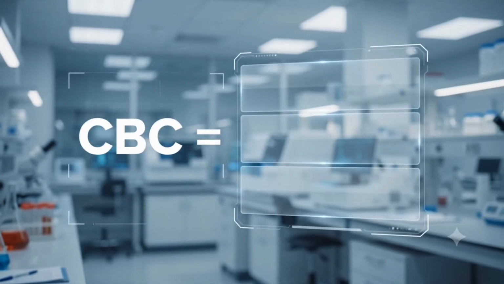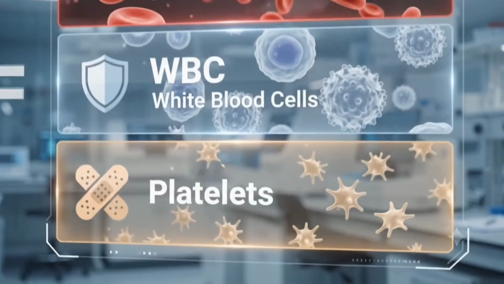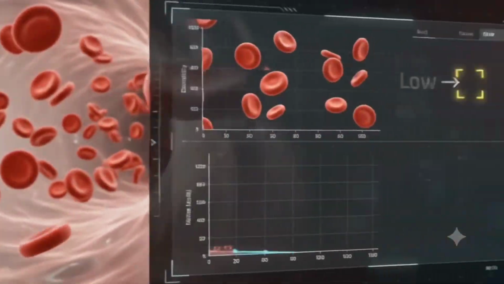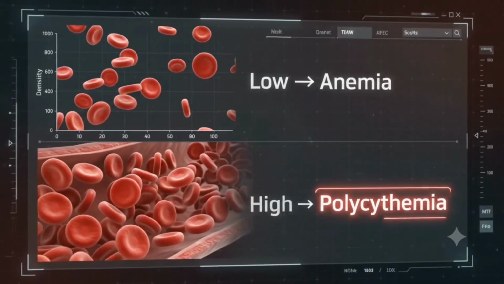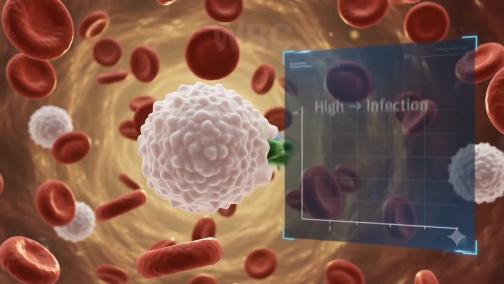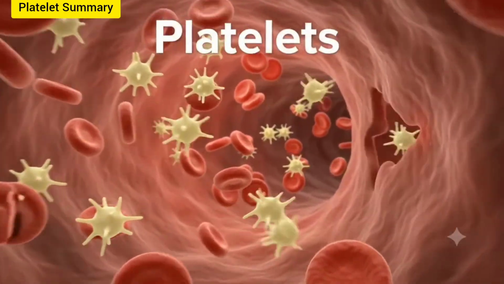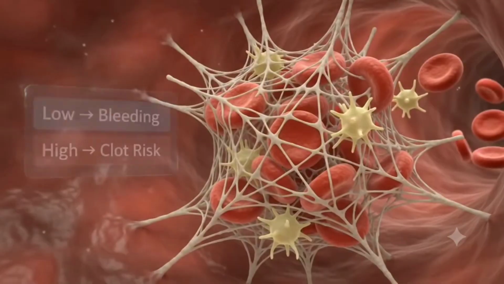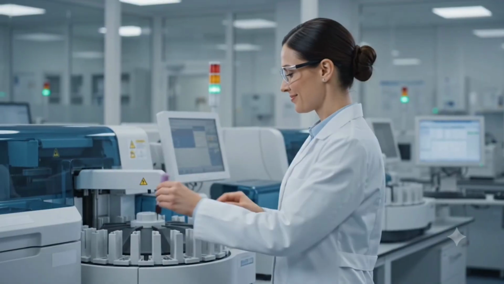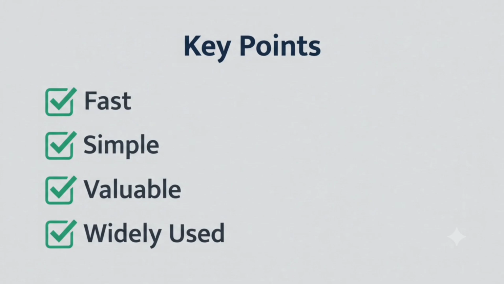Remember the 3 main components of every CBC report. Red blood cells carry oxygen throughout the body. White blood cells protect the body against infections. Platelets help stop bleeding by forming blood clots. CBC is one of the most useful screening tests in modern medicine.